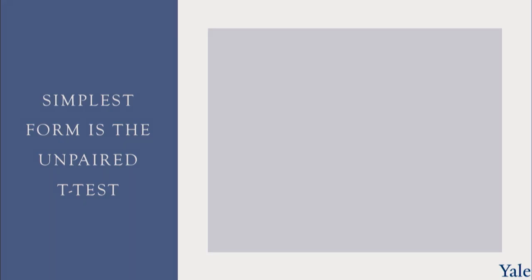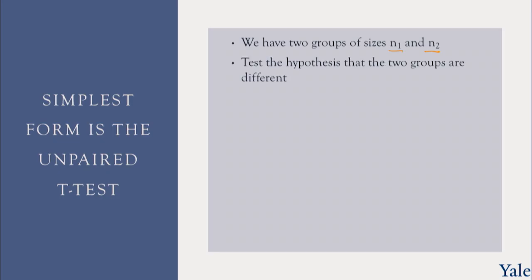So now let's look at the thing a little bit more mathematically. The simplest form of a hypothesis test is what's called the unpaired t-test. We're not going to get into the details of that, but let's just look at how it gets computed. We have 2 groups of size n1 and n2. This is how many people in each group. Hopefully the groups are the same size, but you can never be precise here. And we test the hypothesis that the 2 groups are different. By that we mean that the means of the 2 groups are in fact different.